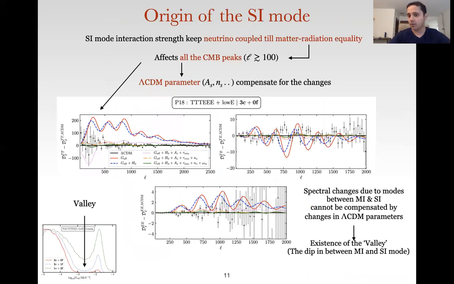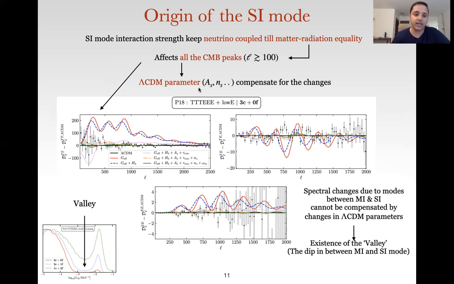Now, you might be wondering why there is an SI mode in the first place and why there is a gap between the MI and the SI mode spectrum. The SI mode interaction strength keeps neutrinos coupled till matter-radiation equality. This is important because if you can couple them till matter-radiation equality, then you can affect all the CMB peaks. So you affect the whole CMB spectrum, and only then the other lambda CDM parameters like A_s and n_s, which are global parameters that induce global changes, will come and compensate for these effects.